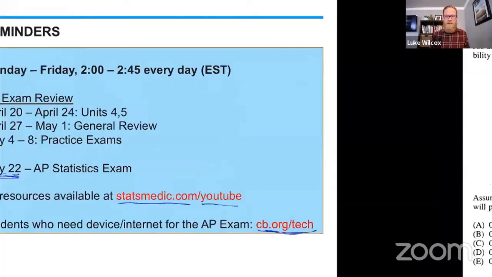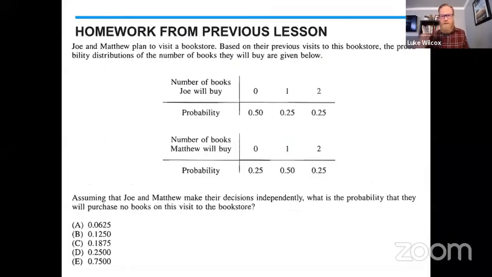Okay, next up, we are going to check in on the homework problem that Mr. Murphy gave you yesterday. You went over some probability concepts yesterday, and sure enough, this homework problem is a classic probability question. So let's take a look and see how you did on this one. So here's what it says. Joe and Matthew plan to visit a bookstore. Based on their previous visits to this bookstore, the probability distributions of the number of books they will buy are given below. So it looks to me like this first distribution is the distribution of number of books for Joe, and the second distribution is the number of books for Matthew. And it looks like they're either going to buy 0 or 1 or 2 books total.